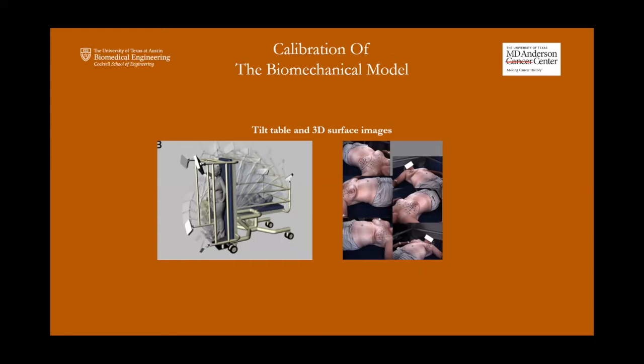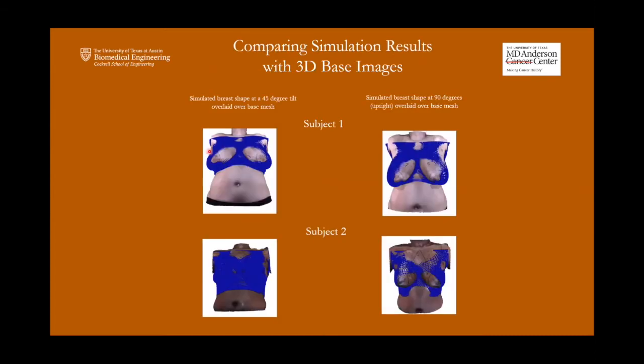What we need is to further calibrate the model. We can use the tilt table system we have at MD Anderson, where we can take images of the breast at different positions. Then we can compare them with the simulation results from our model in order to fine tune the parameters of our model. Here I'm showing a comparison between the 3D images obtained from the tilt table and the simulated shapes for two patients at two different angles, at 45° and 90°.